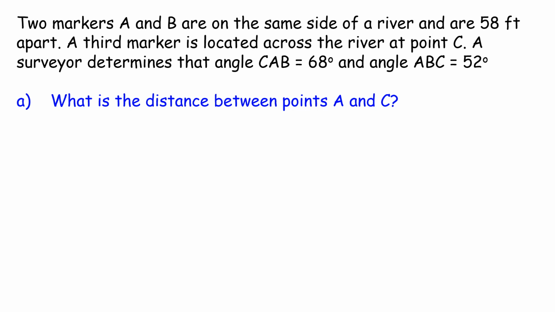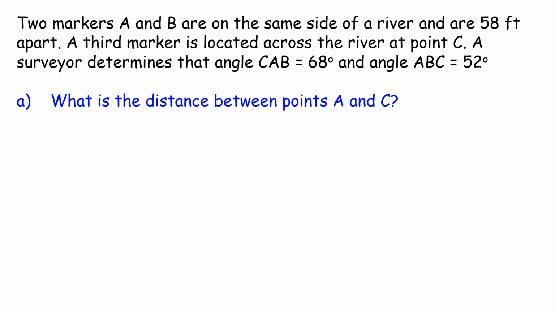We have two markers, A and B, on the same side of a river and are 58 feet apart. A third marker is located across the river at point C. A surveyor determines the angle of CAB is 68 degrees and angle ABC is 52 degrees. What's the distance between A, one side of the river, across to C, the other one?